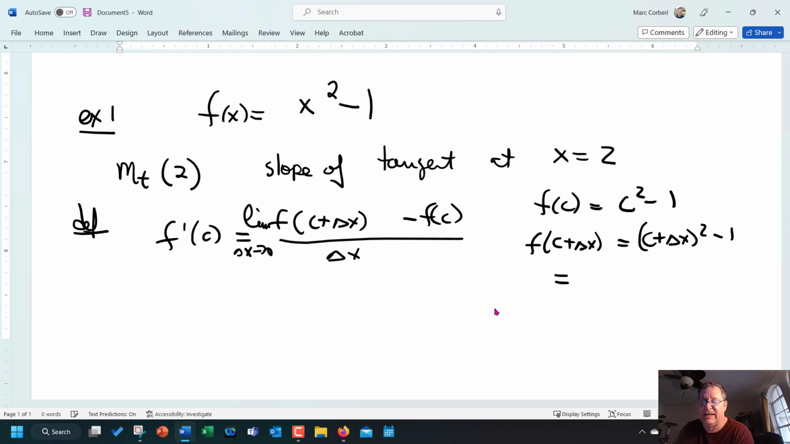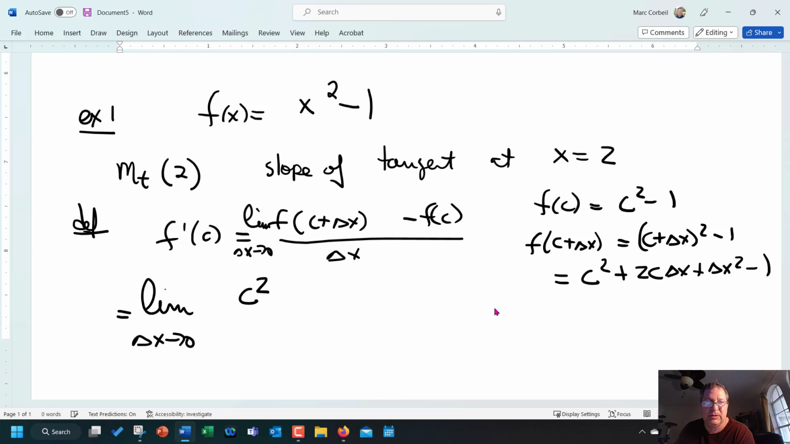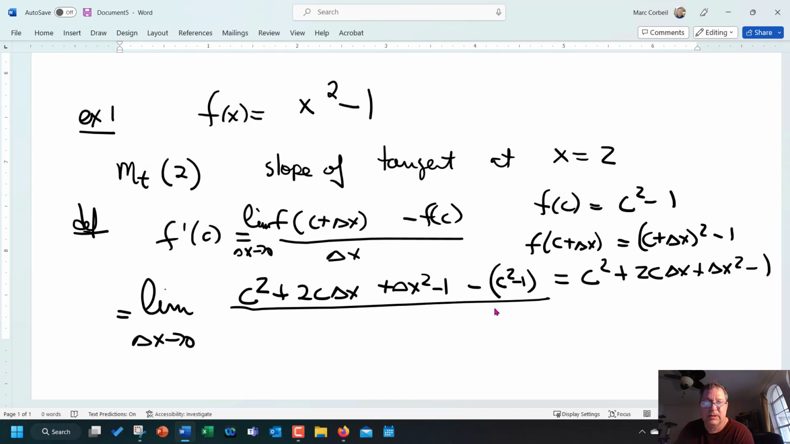Now you have to be careful about that. That'll be c squared plus 2c delta x plus delta x squared minus 1. So we work those two values out, we put them in. So we get this is equal to the limit as delta x goes to 0. And for f of c plus delta x, I have that worked out part, c squared plus 2c delta x plus delta x squared minus 1, minus f of c. Be careful with the brackets here. That's minus c squared minus 1, all over delta x.